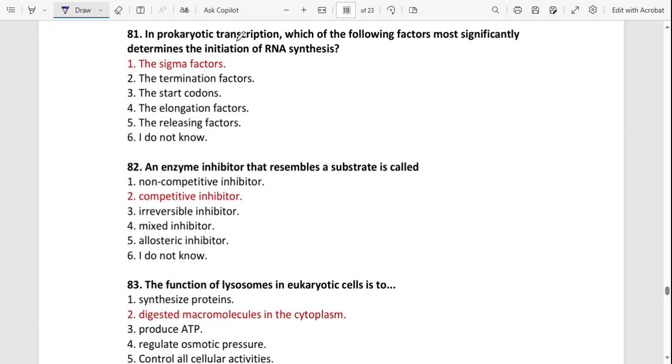In prokaryotic transcription, which of the following factors most significantly determines the initiation of RNA synthesis? Now, the sigma factor, remember we said that is the one that will direct where RNA polymerase is actually going to bind. Yes, so this is the most significant to determine initiation. Termination factor is for stopping. Start codon, really not. That is in translation. The elongation factor, that's elongation also. Release factor, so also termination.